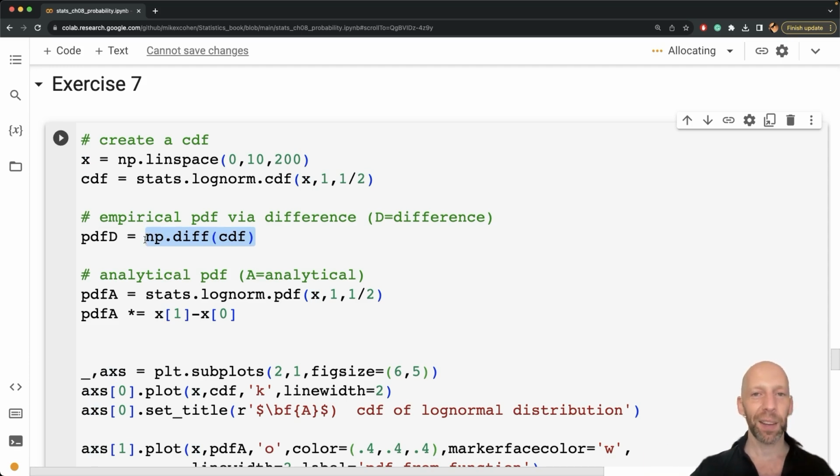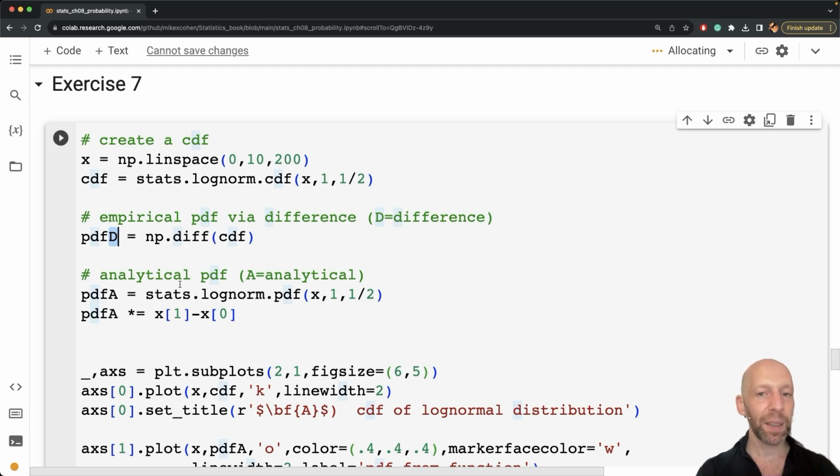So if you're writing this out on the chalkboard, or if this were a mathematical discussion of probability theory, this would be the CDF, which you define from integrals. And then here you take the derivative of that CDF. Okay, and then here I'm calling this PDFD. The D is for the difference. That's what we are computing here.